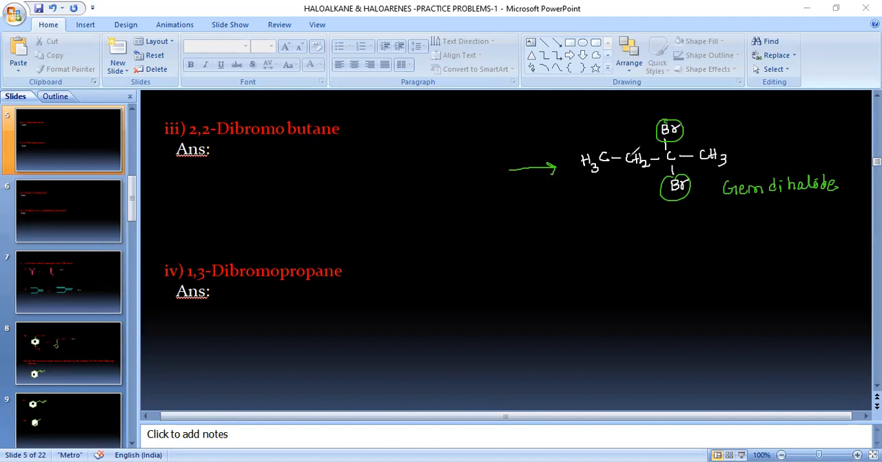How? By addition of HX, means HBr. That means addition reaction. If one bromine is attacking over here and another bromine is attacking over here, then on the substrate side, between the first carbon and the second carbon, 1, 2, 3, 4, that unsaturation should be present. Okay, that's it. Let us see how.